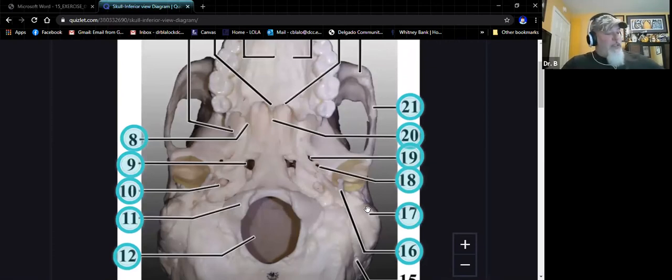Now, number 17, right here, okay, this is the mastoid process. We talked about the mastoid process before. So we saw it on that lateral view, but we can see it again right here. All right, that's the mastoid process. And just anterior to the mastoid process right here and right here, okay, this one's a little harder to see. Those are styloid processes.